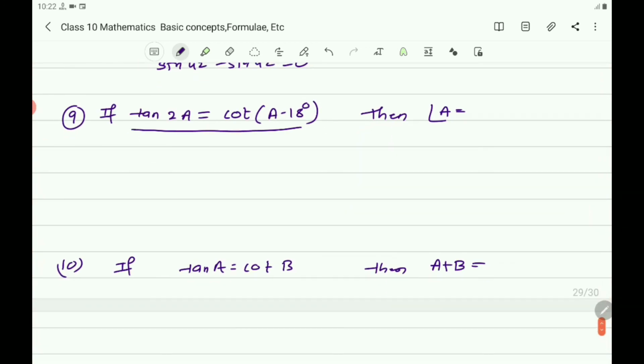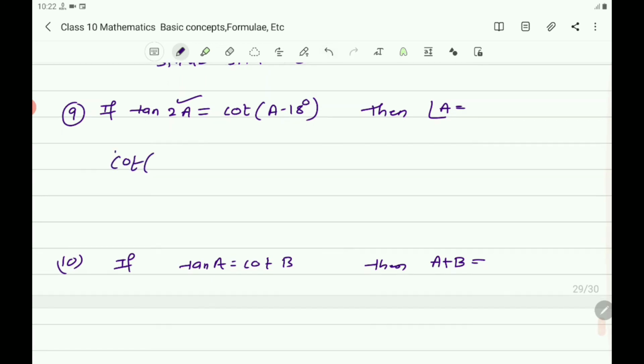Next, tan 2a equals cot a minus 18 degree, then angle a equals, here angle a must be acute, then 2a must be acute. Then again you know that here tan is there, cot is there. They are the complementary of each other. Complementary of tan is cot, complementary of cot is tan. Again we express tan 2a in terms of cot: cot 90 minus 2a equals cot a minus 18.